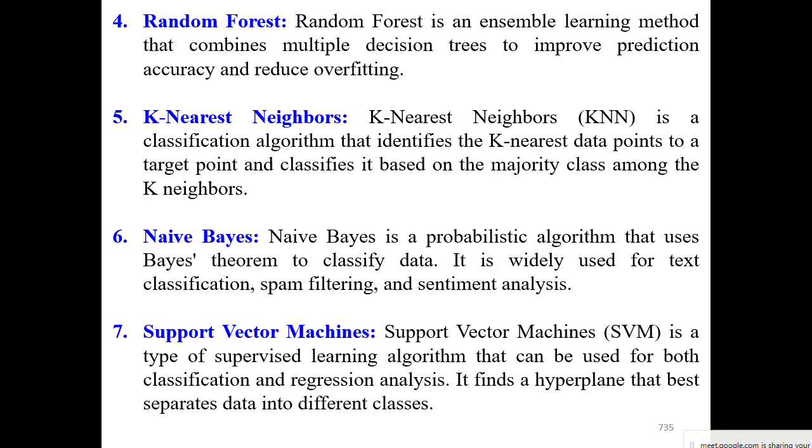Naive Bayes is a probabilistic algorithm that uses Bayes' theorem to classify data. It is widely used for text classification, spam filtering, and sentiment analysis. Support vector machine is one of the classification techniques. It is a type of supervised learning that can be used for both classification and regression analysis. It finds a hyperplane that best separates data into different classes.